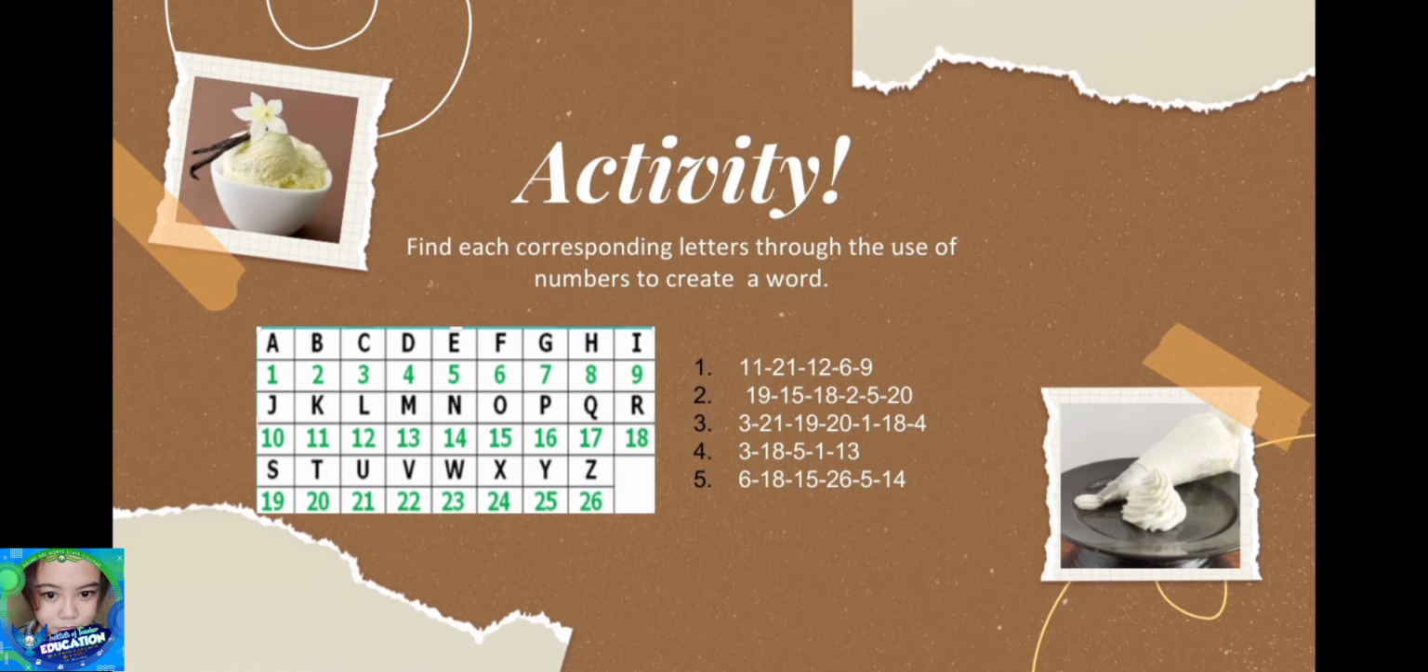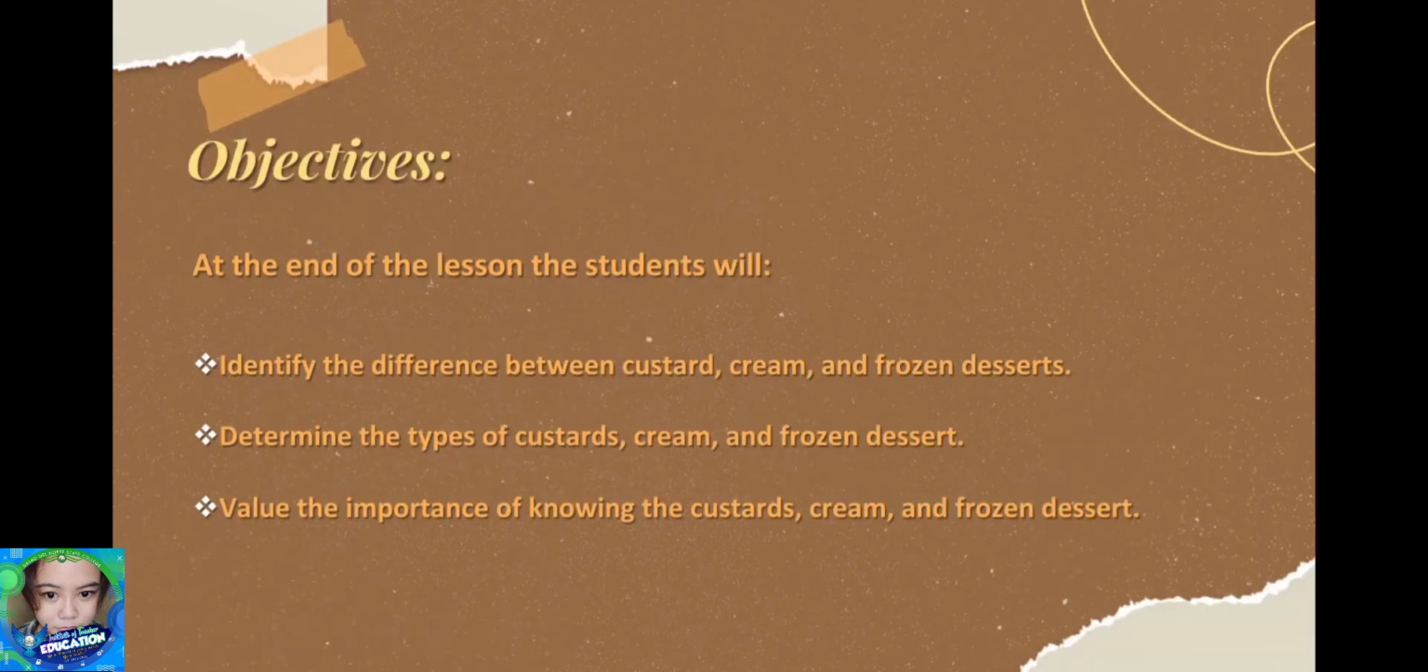And now we will move on to the pinpoint of our discussion. So here are the objectives for today's discussion. At the end of the lesson, the students will identify the difference between custard, cream, and frozen desserts. Second, determine the types of custard, cream, and frozen desserts. Lastly, value the importance of knowing the custard, cream, and frozen dessert.